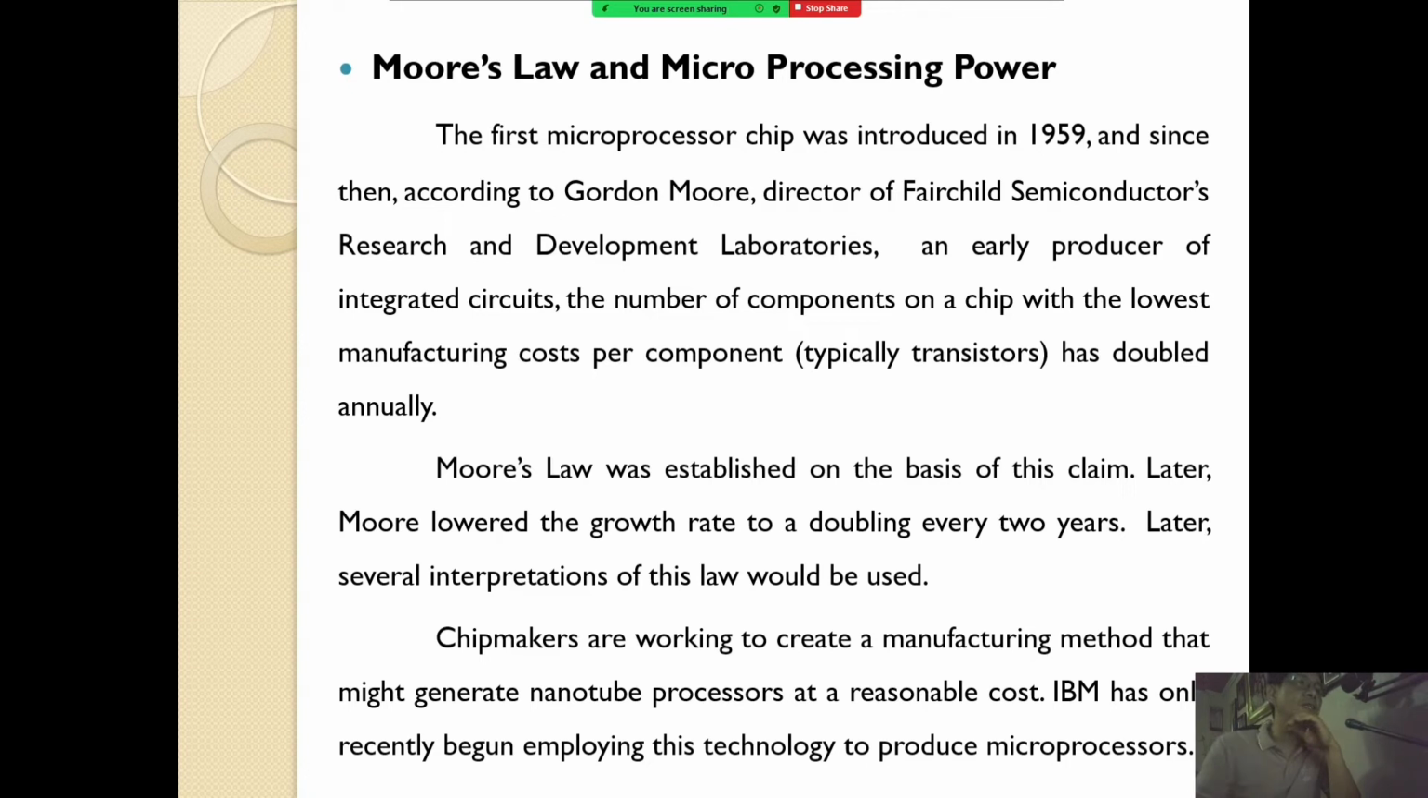Later, several interpretations of this law would be used. Chip makers are working to create manufacturing methods that might generate nanotube processors at reasonable cost. IBM has only recently begun employing this technology to produce microprocessors.